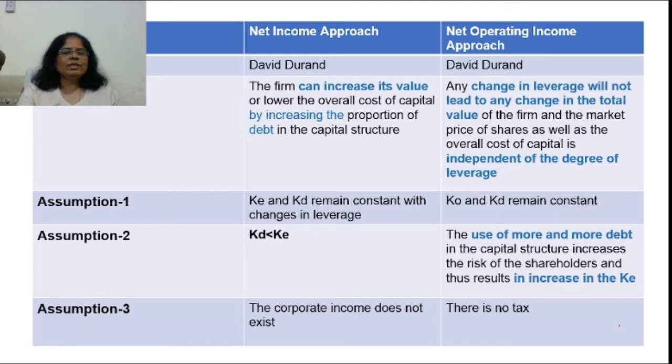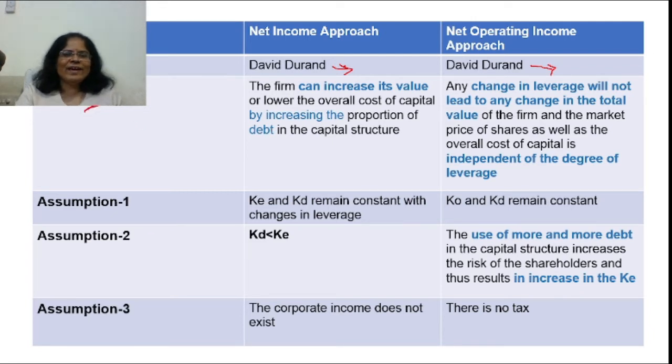On the left side I have mentioned the particulars, the first column is the net income approach, and the third column is the net operating income approach. Let us see the first one: who proposed it, what it defines, and the assumptions. Those are mentioned under particulars. The net income approach and net operating income approach were both proposed by Mr. David Durand. Both are the same, proposed by the same person, maybe studied from different views, so they have been given different names, net income approach and net operating income approach.